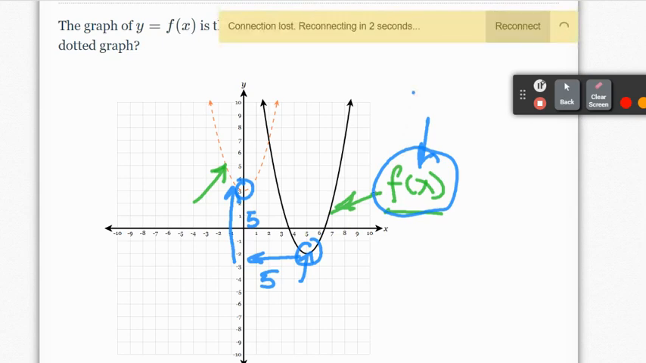Lost connection. Huh. Yesterday it did this and it would not reconnect.